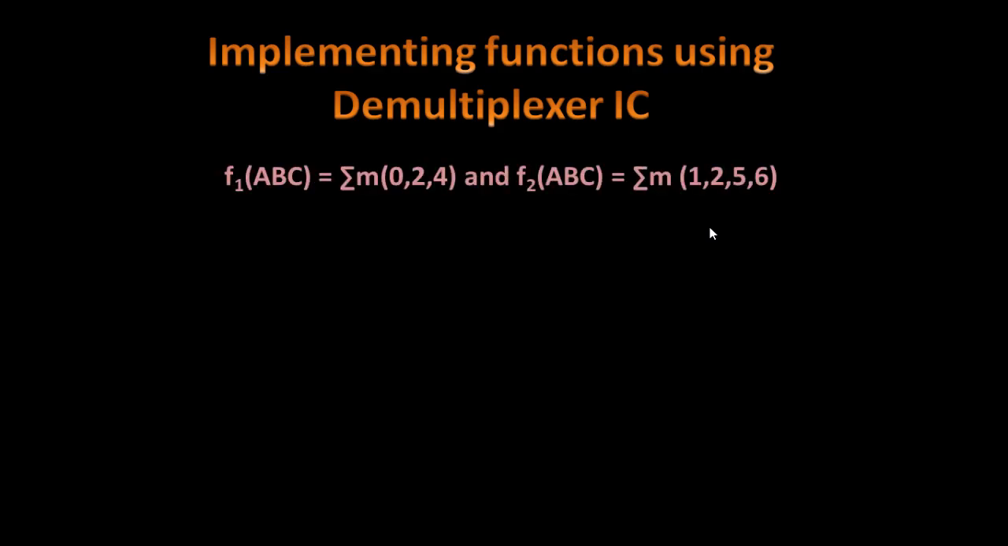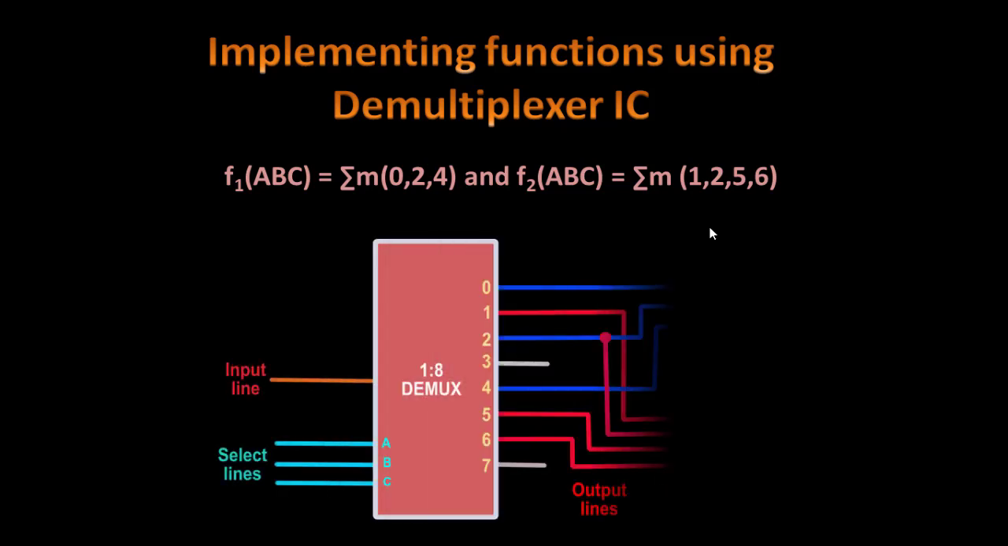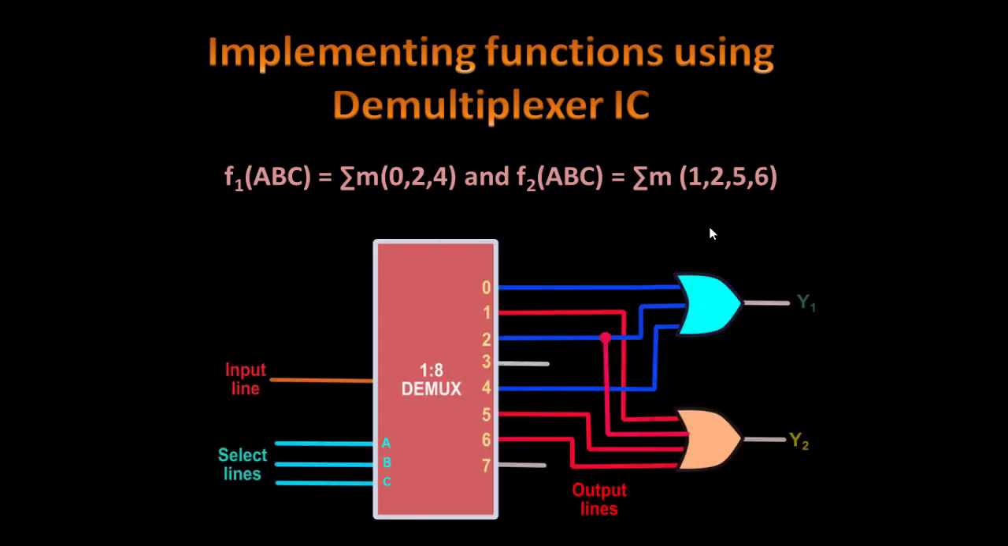Now how do we implement a function with this? The advantage of a demultiplexer is that we can implement multiple functions. So here we implement 2 functions: f1(A,B,C) is sigma small m 0, 2, 4, and f2(A,B,C) is sigma small m 1, 2, 5, 6. So this is the required diagram.